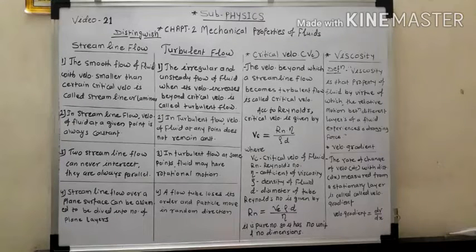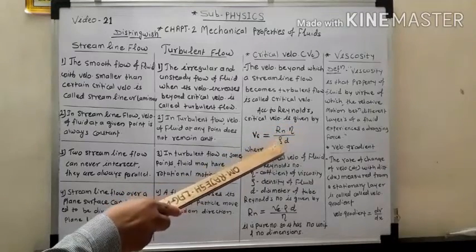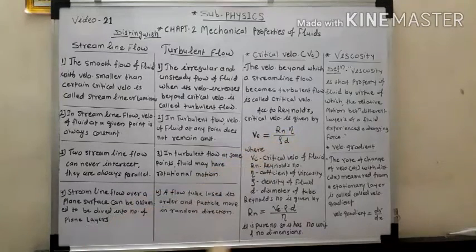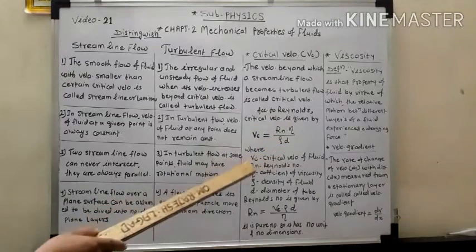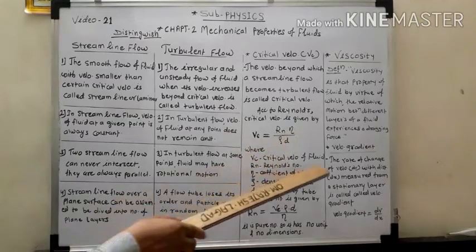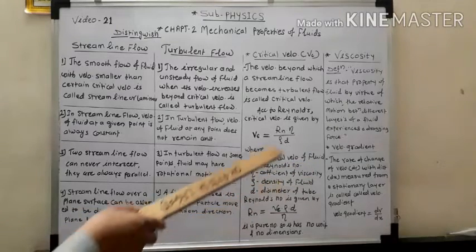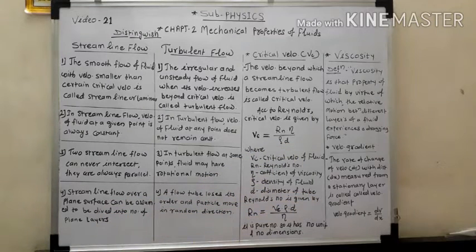According to Reynolds, the scientist who gave this critical velocity, Vc is equal to Rn into eta upon rho into d, where Vc is the critical velocity of the fluid, Rn is the Reynolds number, the scientist's name, eta is the coefficient of viscosity, which we will see next, rho is the density of the fluid and d is the diameter of the tube.